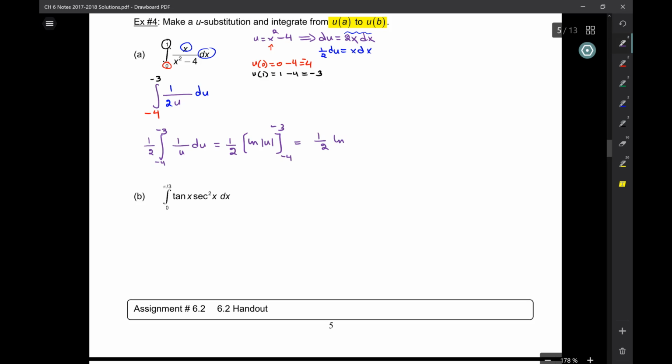Well, the negative 3 goes in there, but it's an absolute value, so it's just ln of 3 minus ln of 4. So this is 1 over 2. Okay, remember your algebra 2. It's going to be ln of 3 over 4.